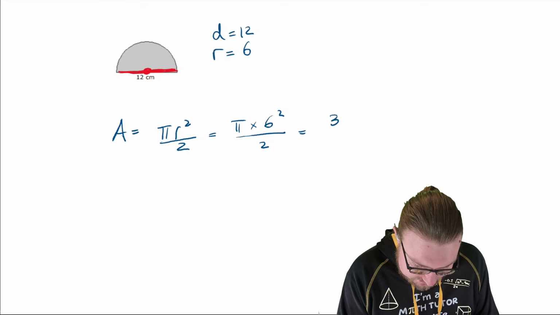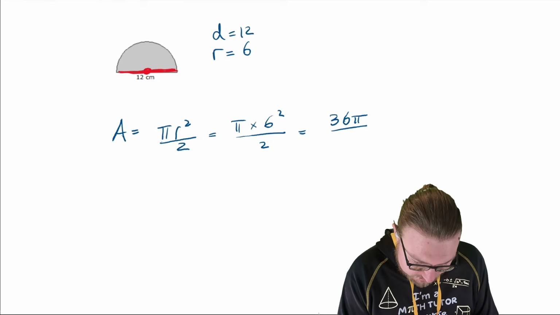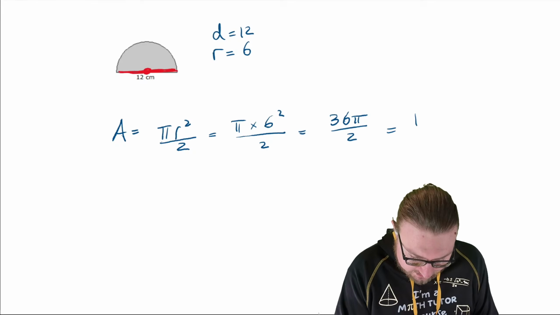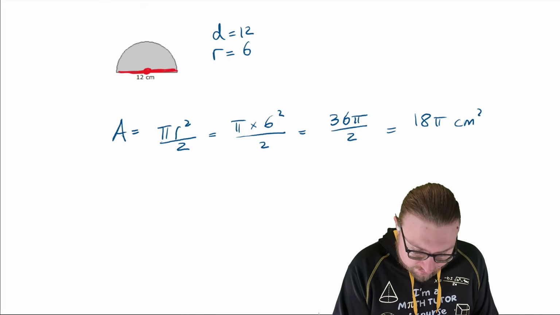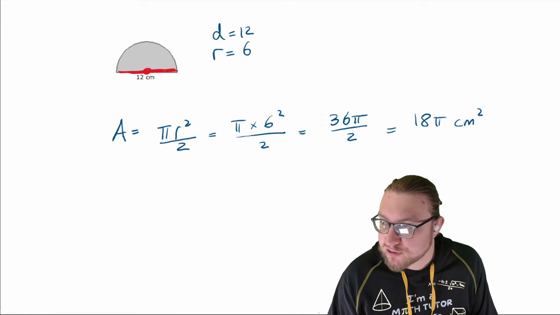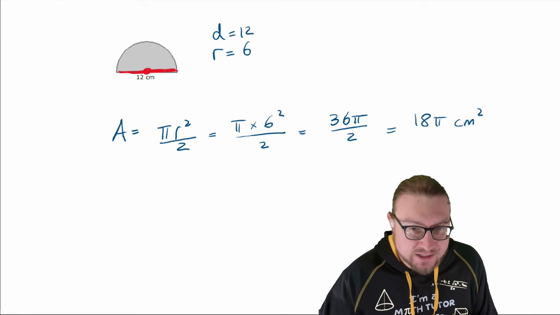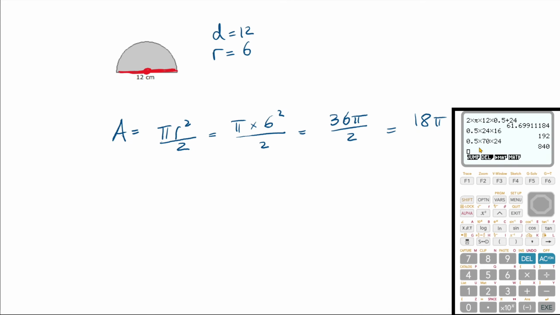6 times 6 is 36. So we have 36 pi over 2. 36 halved is 18. So we get 18 pi as our answer. And if you are in a real life situation, you should probably change it from pi into a real number. So we're going to do exactly that real quick. So it's 18 times pi, and we have a pi here at the bottom. If you don't have it, they also give you in the formula sheet that pi is 3.14, I think 1415. That's what they give you in the formula sheet.